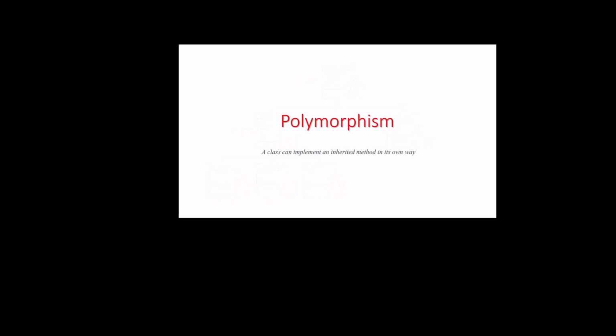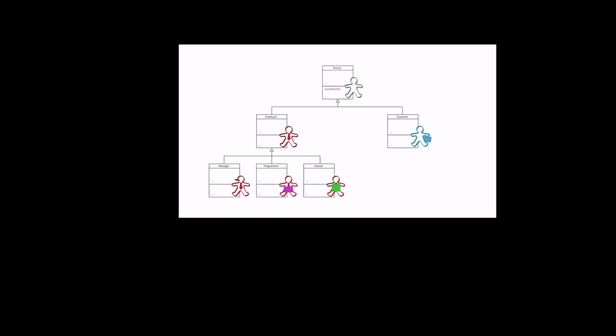The final fundamental concept of object-oriented programming is polymorphism. Polymorphism means that a class can implement an inherited method in its own way. The person class at the base of this hierarchy has a method which will save details of any object created from the person class, perhaps to a database. Thanks to inheritance, all of the classes in this hierarchy do exactly the same thing. But it may be necessary for a customer's details to be saved differently, perhaps to a different database.